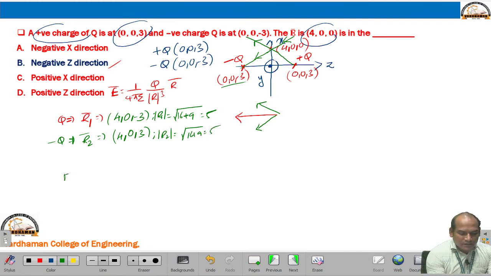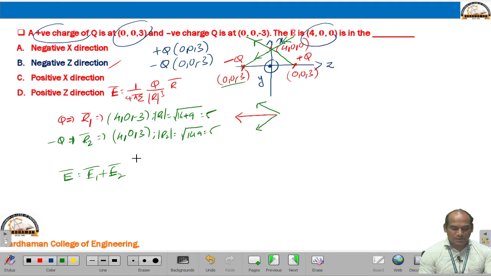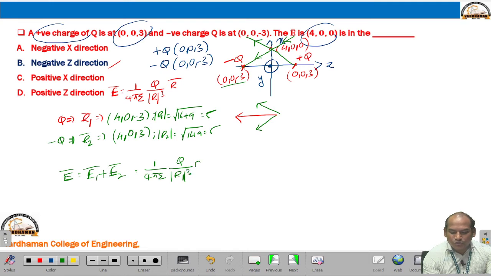So, E bar I am writing here, this is equal to E1 bar plus E2 bar, because it follows superposition, we can take this. E1 bar is due to the charge plus q and E2 bar is due to the charge minus q. So, it is equal to 1 by 4 pi epsilon, and due to plus q I am calculating plus q by magnitude of r1 cube into r1 bar, plus 1 by 4 pi epsilon, the second charge, that is minus q, by magnitude of r2 cube into r2 bar.